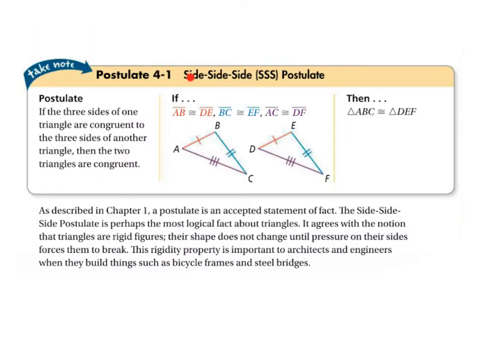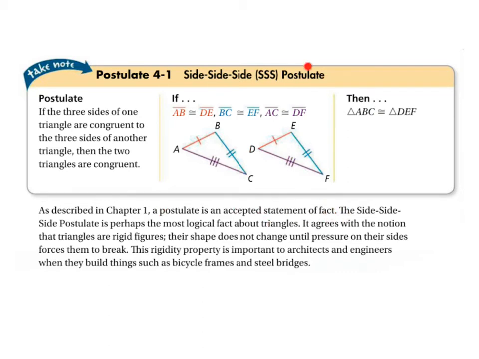Okay, so the first one, side, side, side, or SSS postulate, says that if the three sides in one triangle are congruent to the three sides of another triangle, then the triangles are congruent. We don't even need to know anything about the angles. We will then know the angles are congruent, but we didn't need to know that first to state the triangles were congruent, okay? Now, postulate is an accepted statement of fact.